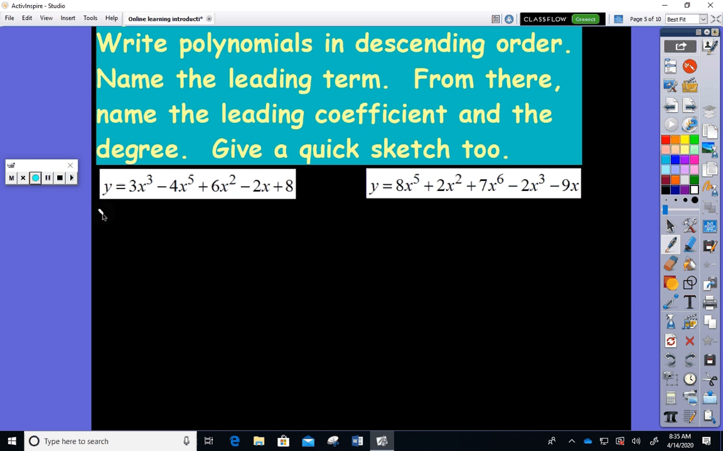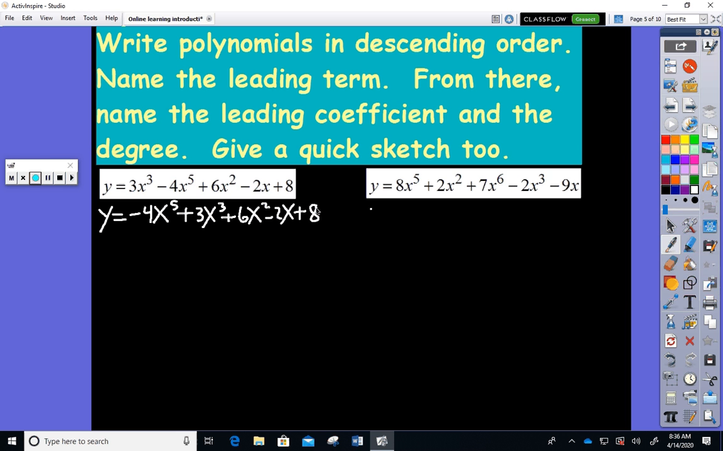Now on this first one, I see that negative 4x to the fifth should go first. And then plus 3x cubed should go second. And then plus 6x squared minus 2x plus 8, those are in the right order. So just the first two were in the wrong place.